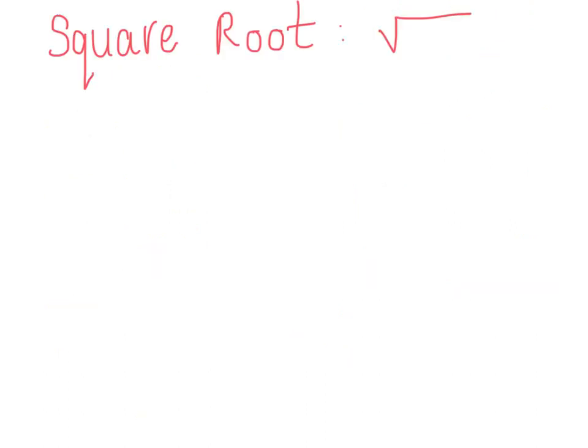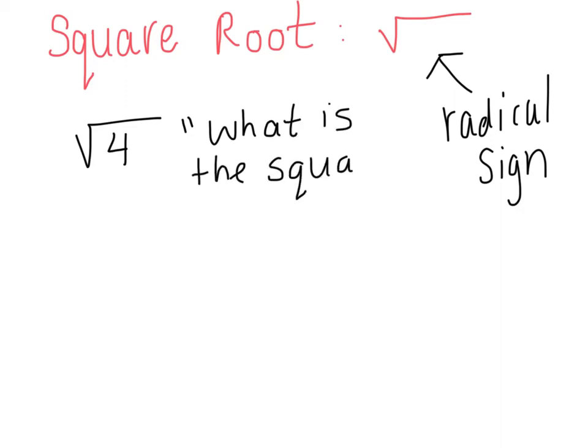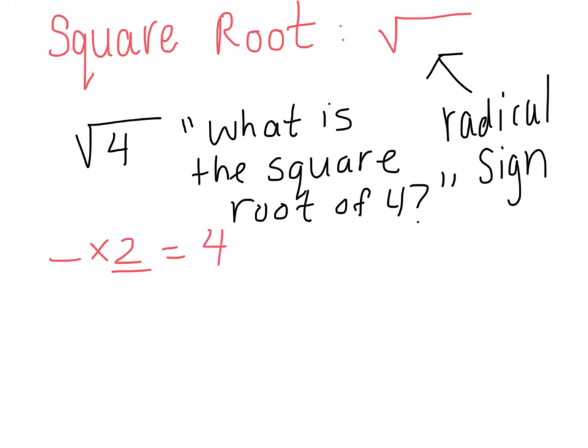You may be asked to find the square root of a number, and that is symbolized by this symbol over here, which is called a radical sign. When you see a radical sign over a number, it's asking you what is the square root of that number. So this is saying, what is the square root of 4? Since we see the word square in it, that should make us think of our square numbers. So since 4 is a square number, what two factors when multiplied together would equal 4? And we know that that is 2 times 2. So the square root of 4 equals 2.